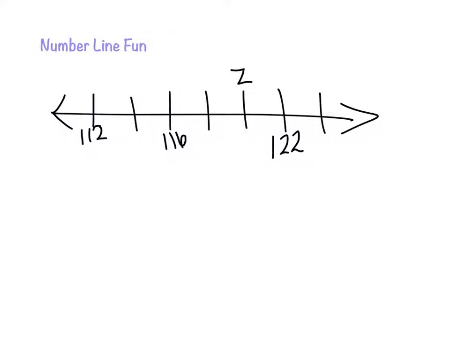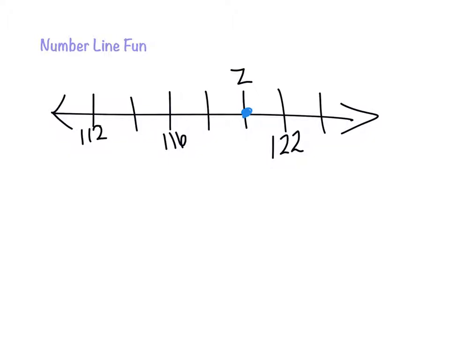Today we're going to be working with number lines. So we're going to have some number line fun today. Let's look at the number line that we have in front of us. I see right here that Z has no number attached to it. I'm supposed to figure out what number Z represents.